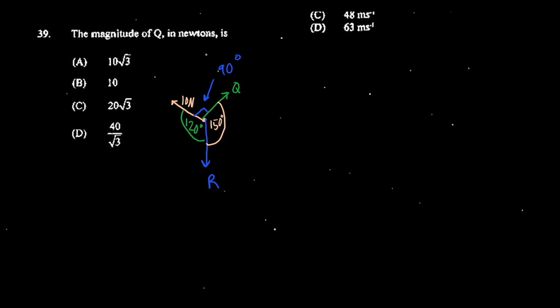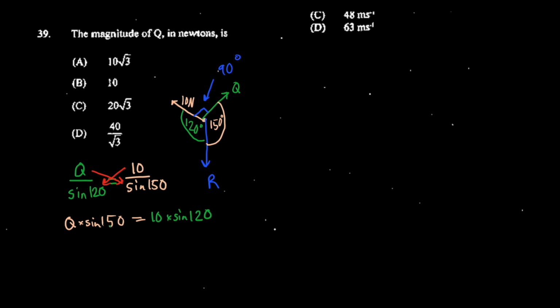Alright, so taking this from the same question that we had earlier, we need to figure out what is the magnitude of Q. Based on Lami's theorem, we have Q over sine 120, and that is equal to 10, where P was 10, over sine 150. In order to figure out what Q is, we need to make Q the subject. So now I'll cross multiply. Therefore, Q times sine 150 is equal to 10 times sine 120. Now, if I want to get Q by itself, I divide both sides by sine 150.